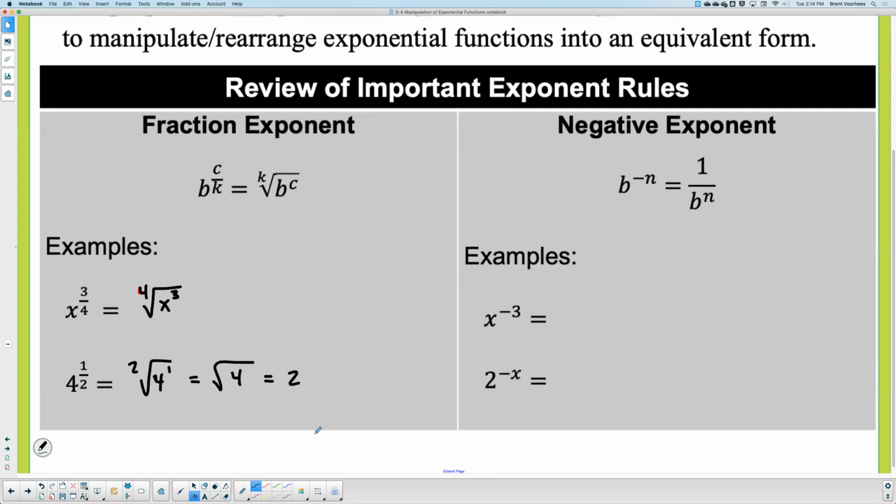And our last one here, a negative exponent. A negative exponent, how you can get rid of that is by taking the reciprocal of the base. So one thing that might be helpful is you could add a division of 1. So what happens is your base gets flipped.